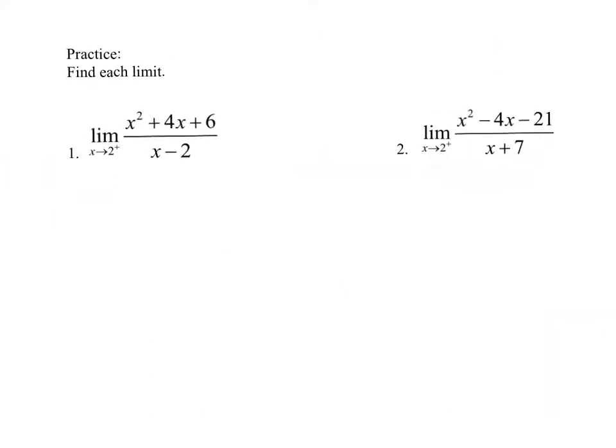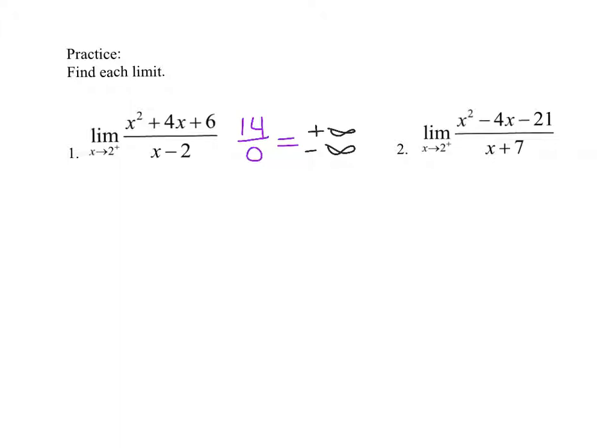Okay, let's look at a couple more examples. This first one says limit as x approaches 2 from the right of x squared plus 4x plus 6 over x minus 2. Since it's from the right, I'm going to try to find a number that's super, super close to 2. First, let's plug in 2 just to make sure. We know there's 0 on the bottom, and on the top it's going to be 4 plus 4, which is 8, plus 6, which is 14. So right away, I know it's either going to be positive or negative infinity for my answer.